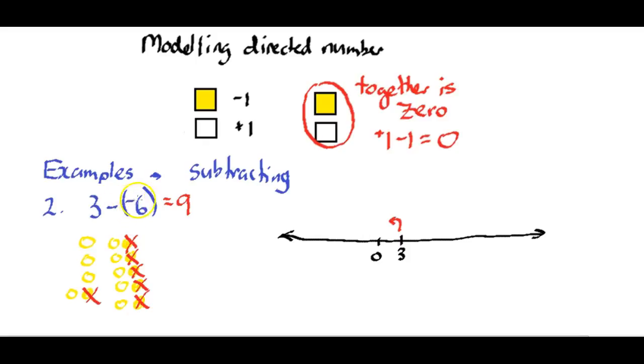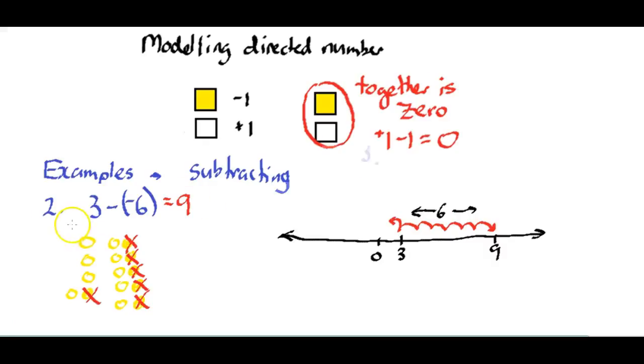But I have to walk backwards because of this minus sign, this other minus sign, 6 places. So 1, 2, 3, 4, 5, 6. So I've gone 6 places. You can see that's 6 all the way across. So if I start at 3 and go 6 that way, I'm going to end up at 9.